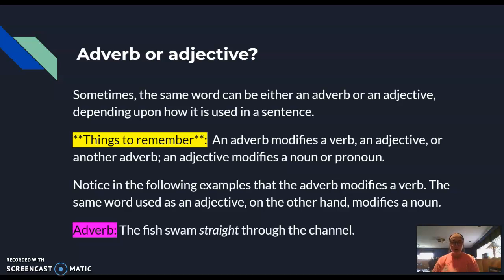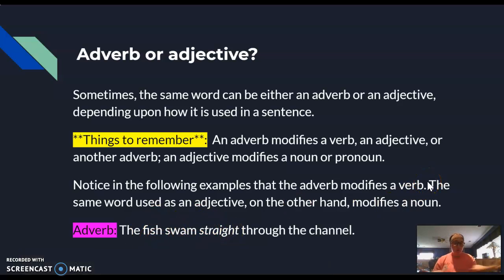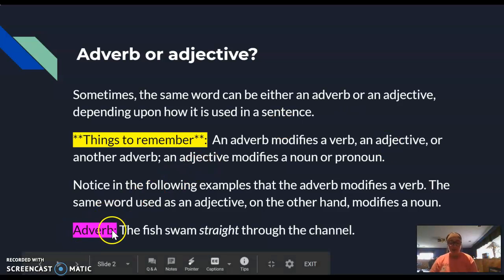If we're using the word straight as an adverb, it would look like this. The fish swam straight through the channel. So we can see here that using straight in this case is really just making it clearer how or what direction, more specifically, the fish is swimming. So that's how we know it's an adverb. The adverb straight is modifying the verb swam. Adjectives don't do that. Adjectives do not describe verbs. If we look at the word here, add, verb, adjective for verbs, that's what an adverb is. Adjectives do not do that.